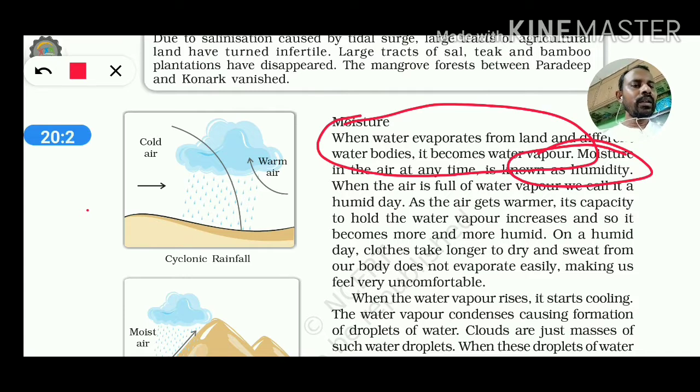Look at the line. As the air gets warmer, its capacity to hold water vapor increases, and so it becomes more and more humid. So what is the reason why the summer is humid? Because its capacity to hold moisture increases. On a humid day, clothes take longer to dry, and sweat from our body does not evaporate easily, making us feel very uncomfortable.